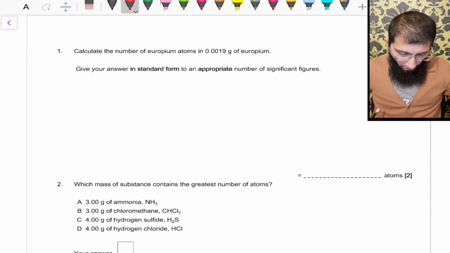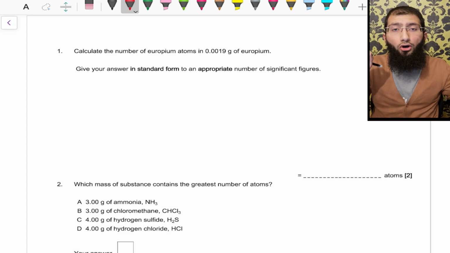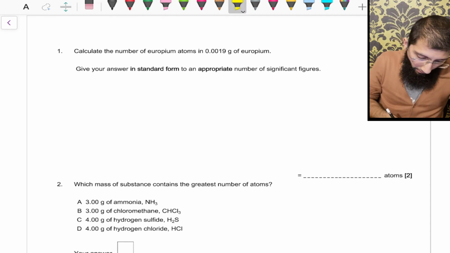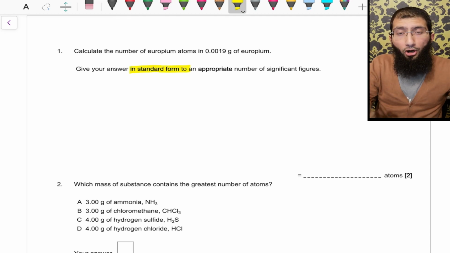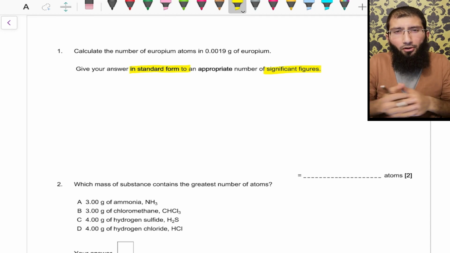In the first question, we are told that we need to calculate the number of europium atoms in 0.0019 grams of europium. We're asked to give our answer in standard form to an appropriate number of sig figs. So let's identify what is an appropriate number of sig figs.